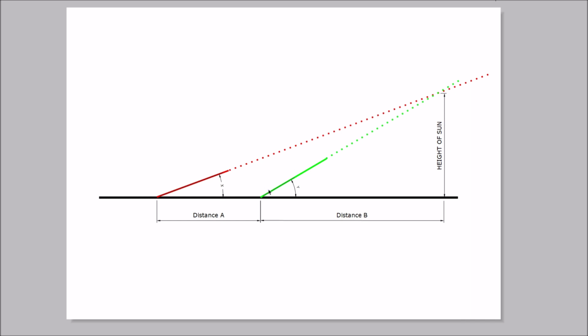And then he's got the other guy in Florida who is looking along this green line of sight, and he's measuring an angle Y. And the two of them measure their angles at the same time, and then they get the distance between them, distance A, and based on that and using a bit of trigonometry, where those two lines intersect, that's where the sun would be, and they can determine the height of the sun over the Earth. So that's what Anthony Baer was trying to do here.